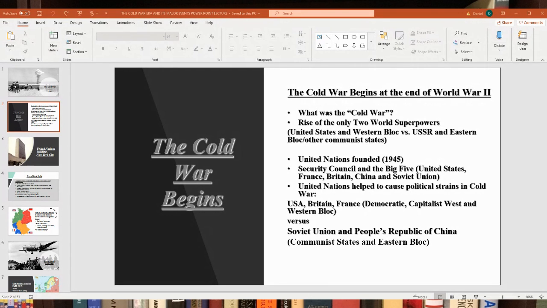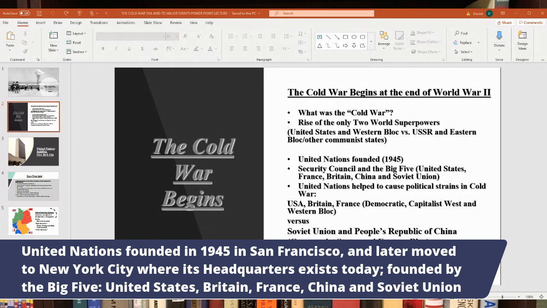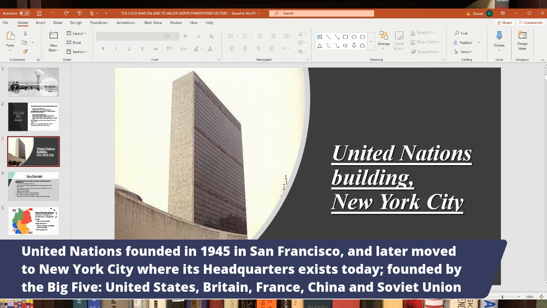And the UN was actually founded by the winning Allies in World War II. In fact, that's where the name United Nations comes from, from the Allied countries that were together fighting against the Axis powers. They originally founded the UN in San Francisco, California, but later moved the headquarters to where it is now, New York City. I do have a picture of the actual UN building, which is right there.